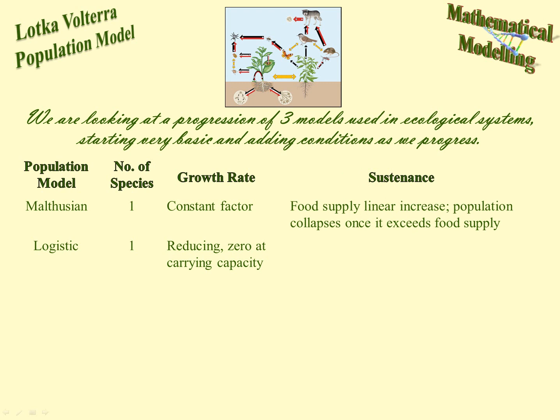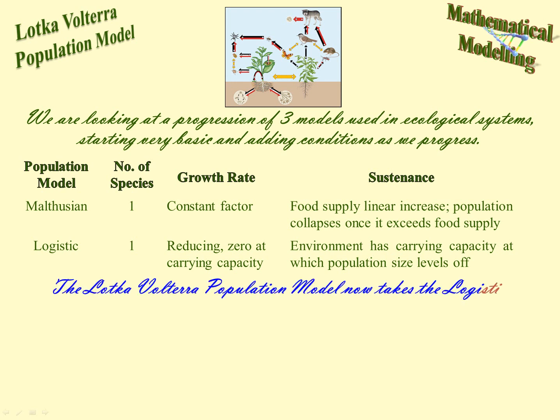The Malthusian has a food supply which is increasing but in a linear pattern, and the population collapses once it exceeds the food supply. In the Logistic, the environment has a carrying capacity at which the population size levels off, and we end up with a horizontal graph.